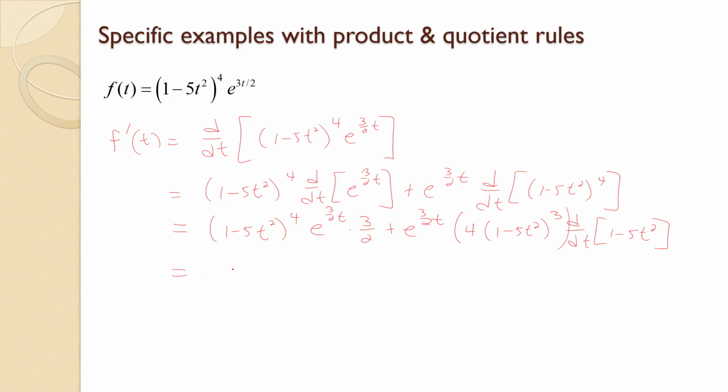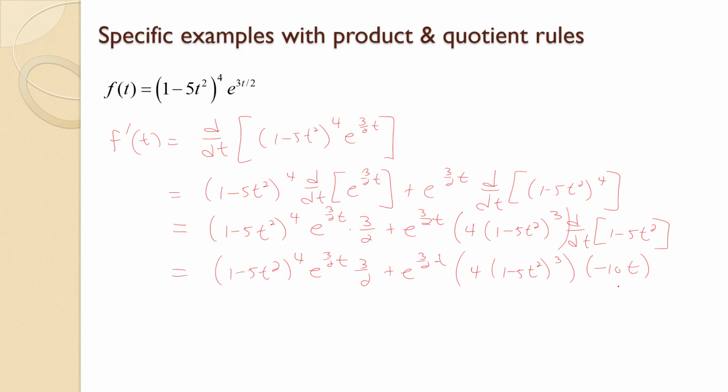That then equals, I get a 1 minus 5t squared to the 4th power times e to the 3 halves t times 3 halves plus e to the 3 halves t times 4 times 1 minus 5t squared to the 3rd power multiplied to the derivative of 1 minus 5t squared. That is negative 10t. And don't forget to put the parentheses and maintain the product. That's the derivative. But we're not done. You have to go back now and clean this up. You just can't leave it that way.